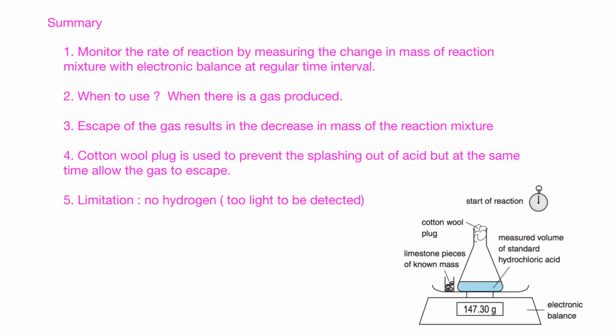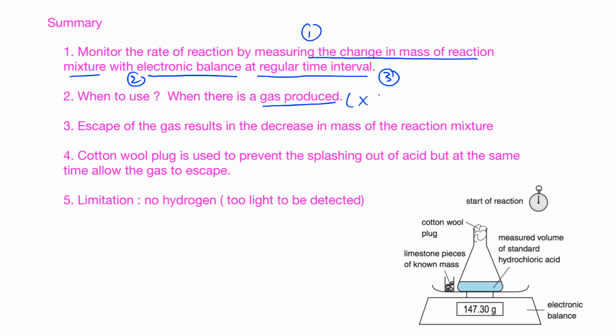So to summarize the video, you have to know that we measure the change in mass of the reaction mixture with an electronic balance at regular time intervals. This is how we suggest to monitor the rate of reaction when there is a gas produced, but remember the gas cannot be hydrogen because that will be too light, low density. So why will the mass decrease? Because there is an escape of gas, resulting in a decrease in mass of the reaction.